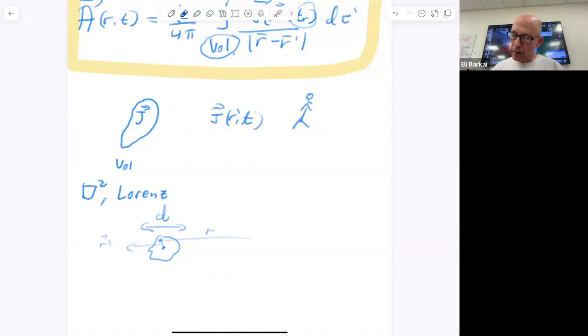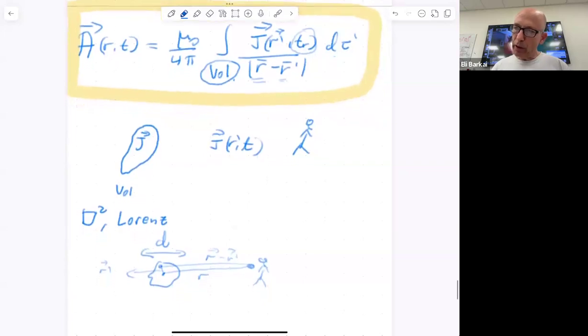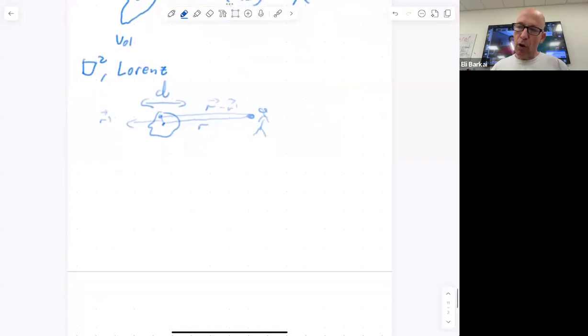Then this is R minus R prime. This is where I'm looking at. The observer is here, and from the origin, I have R. So you see, this is R prime. You move along inside the volume, you integrate over the whole volume. Easier said than done. Luckily, I'm not doing it, I'm just saying it. But in principle, you can always do it with a computer, or in simple problems like ours, we can also solve it.